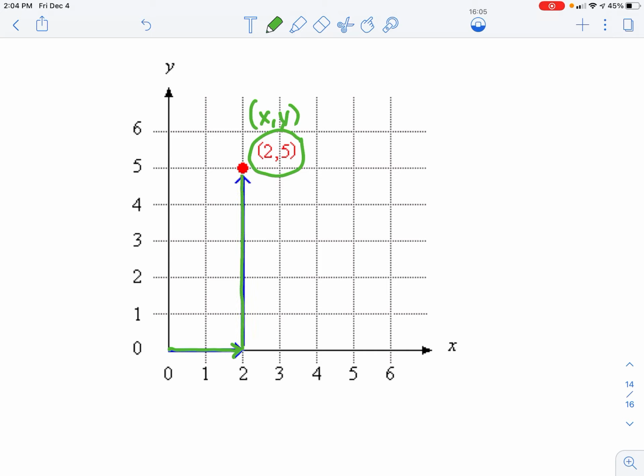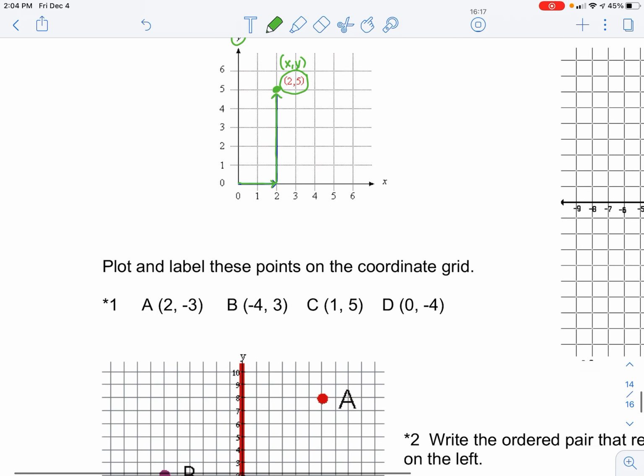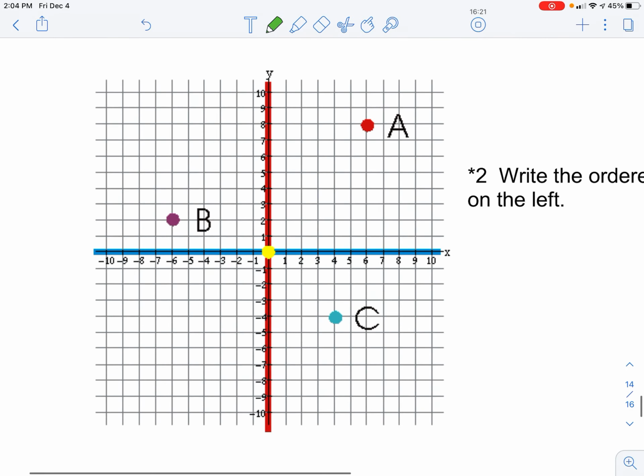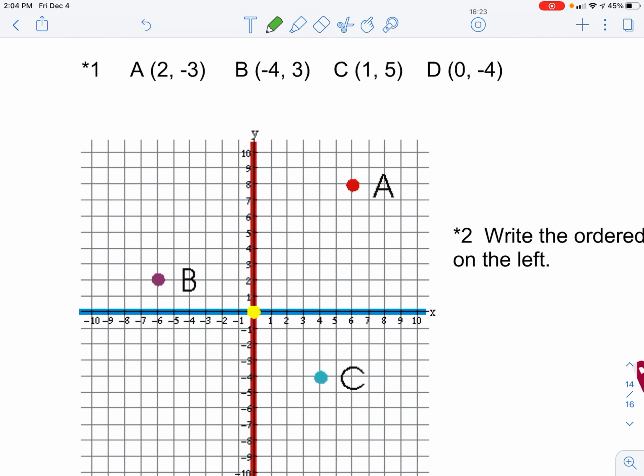And from that point, we move up 5 points because that's along the y-axis. Y goes up or down, and x goes left or right. So there's the point that lives at (2, 5). Now we're going to try some of these. Let's look at number 1 here.